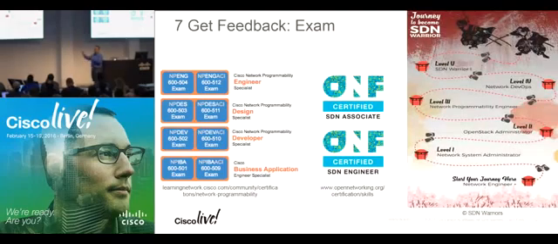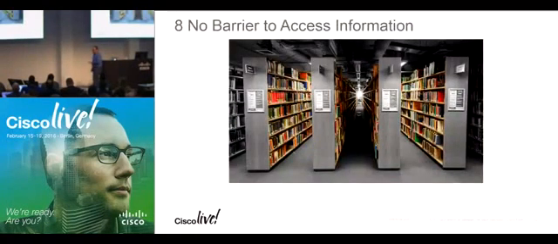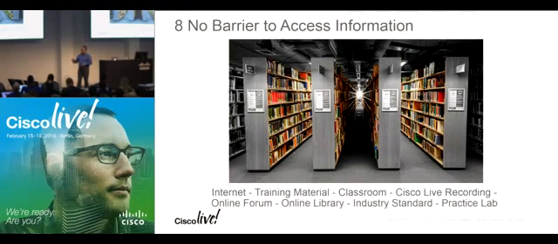Or you can take it from some other path, right? Like in our open community, the SDN Warriors, we created a learning path on how to become an SDN Warrior that has 10 levels. I'm just showing 5 levels here. So it's up to you. My point here is try to find something that can give you feedback to measure how far you have reached in your learning. Then step 8, it seems obvious, right? You need to have access to all this information: the internet, the Cisco Live recordings, the online forum, the practice lab.